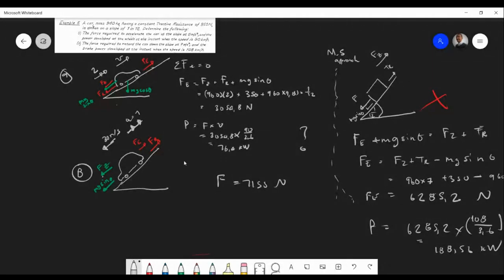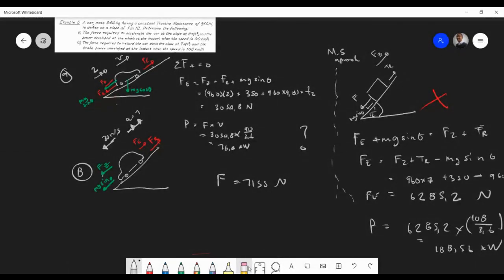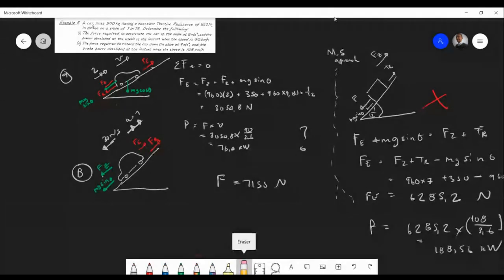So be careful of the way the bodies are. If it's coming down and in this case it was decelerating, that's why it's going this way. But if it was accelerating, it would have been exactly this way. If you were driving forward, the acceleration is this way. Forward.